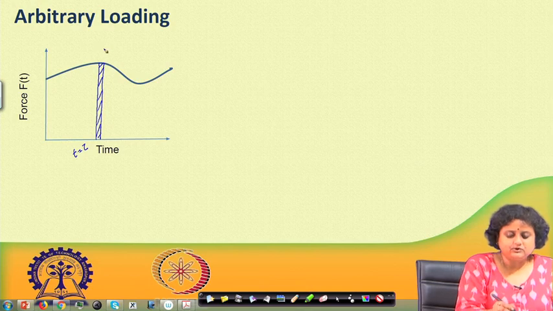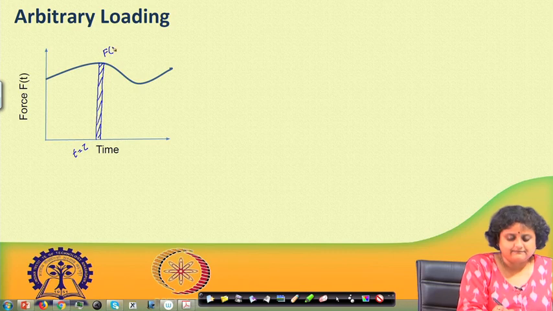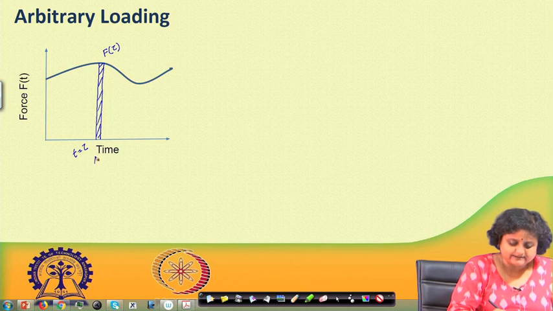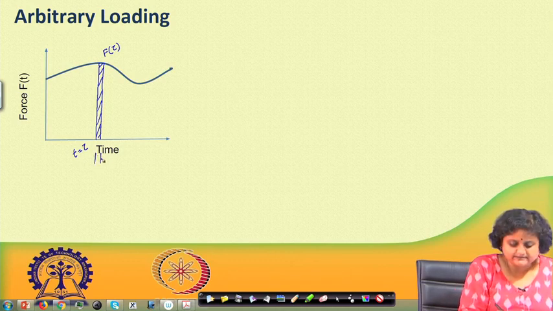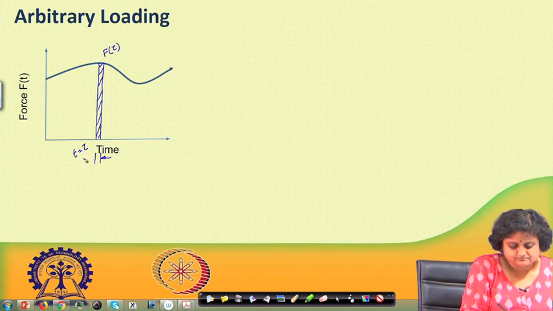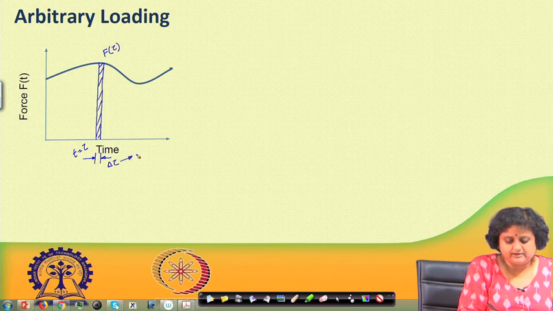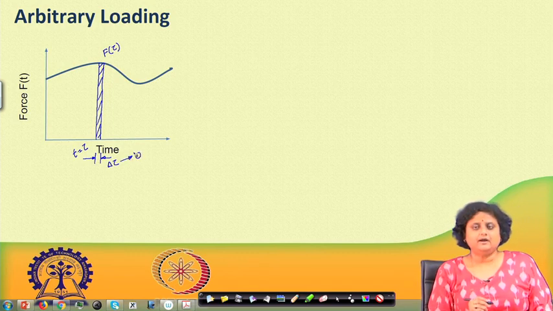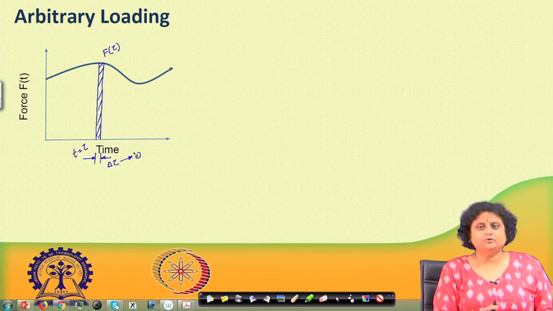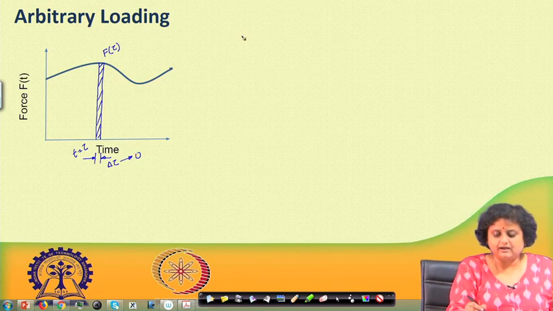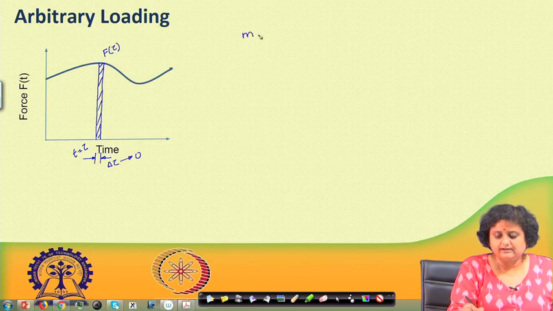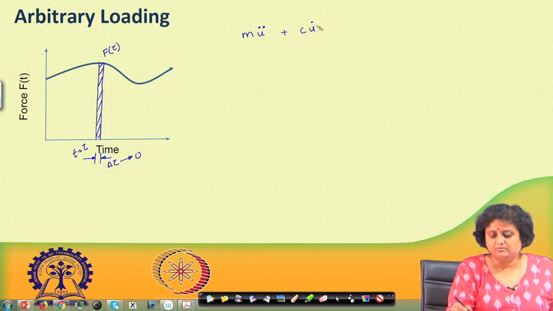Okay. The magnitude of the load at this thin slice is f tau, and the width of this slice, let us say, is del tau, where del tau is very small, almost tending to 0. So, if I forget about the rest part of the load, let me also consider a single degree of freedom system with this equation of motion.